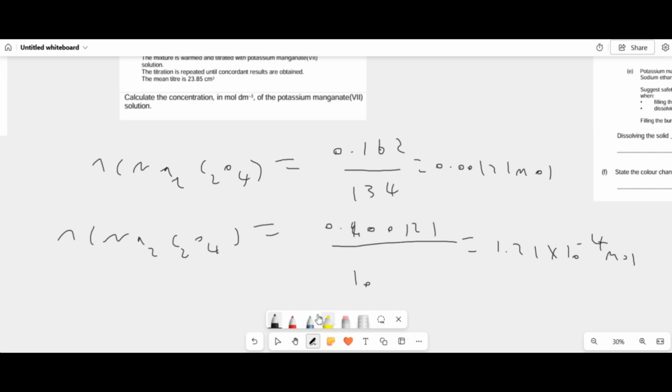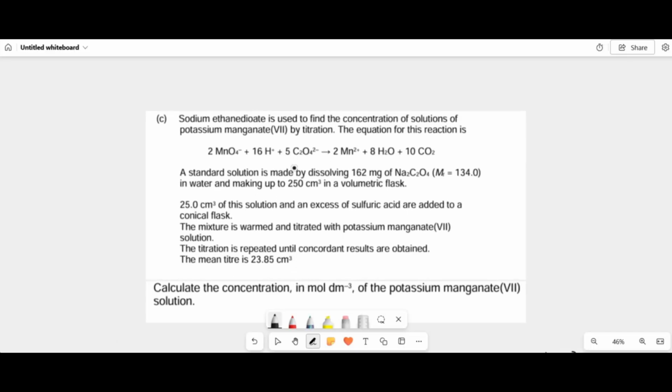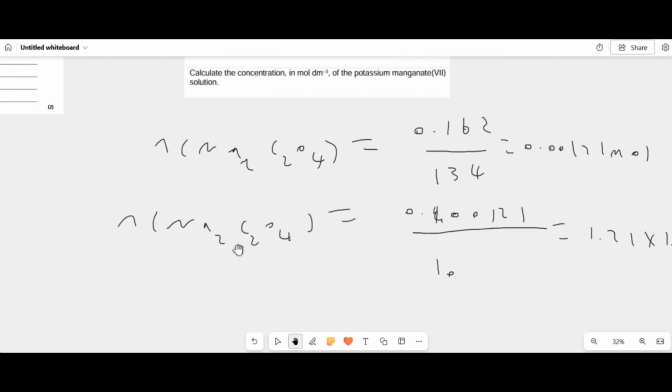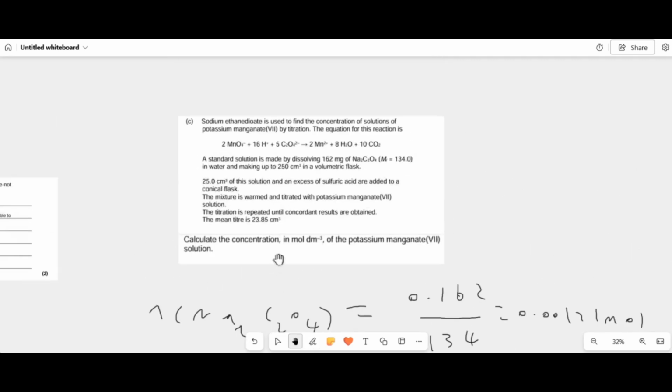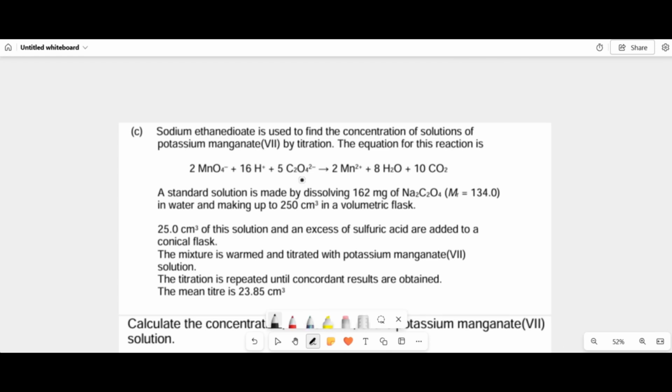Now what you want to find is how much manganate is present in the solution. This C2O4 here, you need to find how much manganate. So for C2O4, we know how many moles it is now. That's the 1.21 times 10 to the power minus 4 moles.